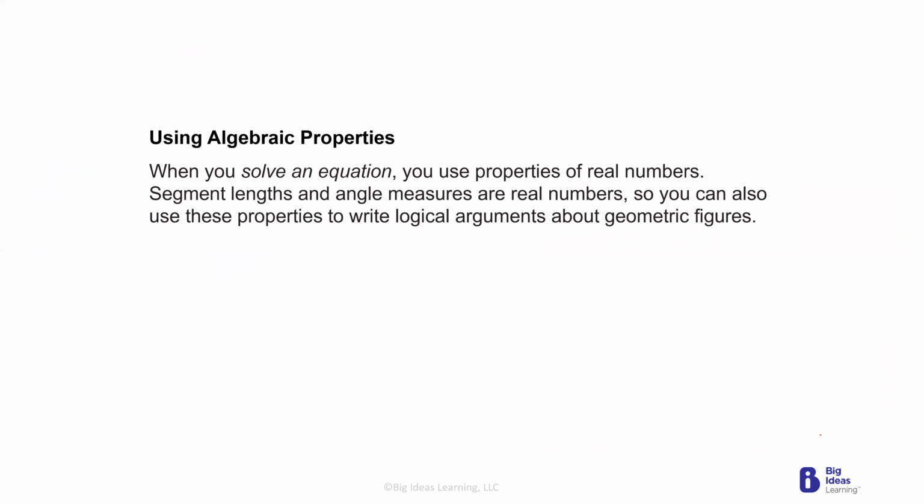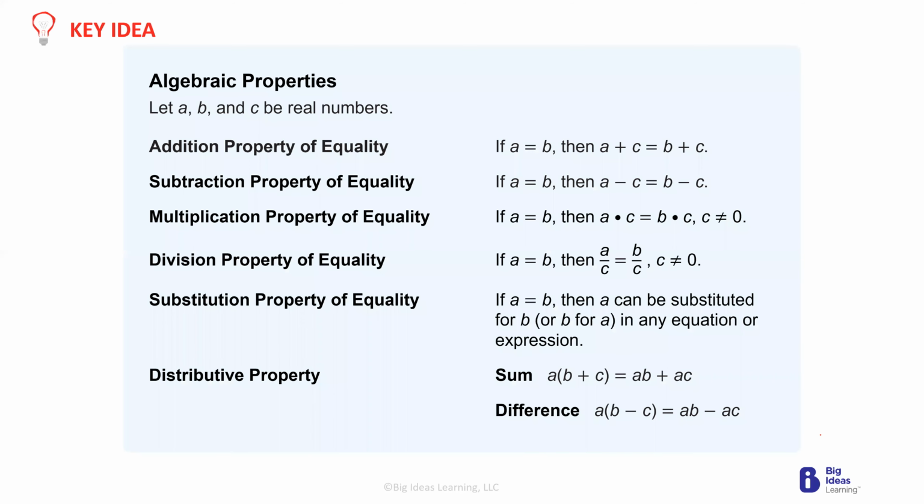All right, so algebraic properties. Now, when you solve an equation, you use properties of real numbers. Segments, lengths, and angle measures are real numbers. So you can also use these properties to write logical arguments about geometric figures. All of these properties are coming from algebra, but we're still going to use them in geometry because we still deal with real numbers. So these are some of the properties that we just talked about.